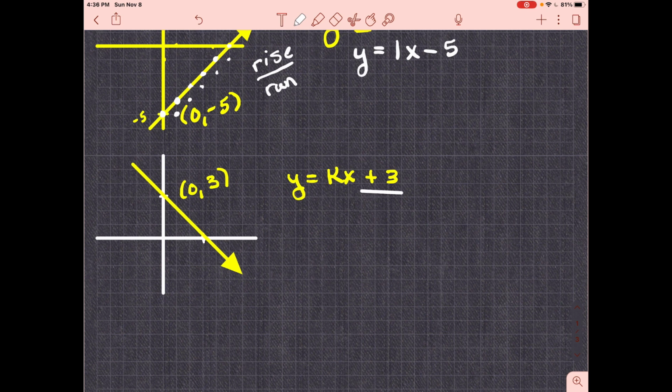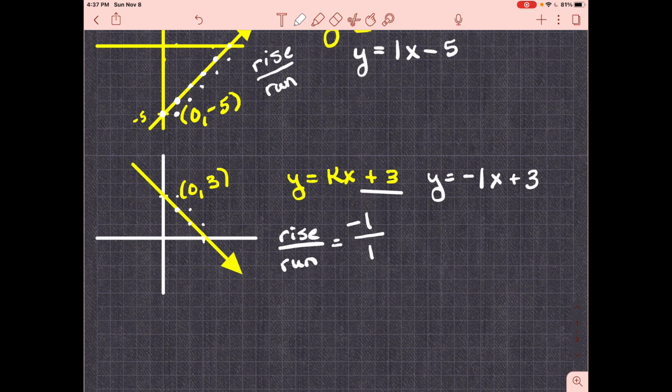So we need to know what the slope is for this line. We go over 1 and we go down 1, over 1, down 1, over 1, down 1. So my rise over run in this case, I am not going up, I'm actually going down, so I'm going to use a negative, and it's going to be negative 1. So I can write this equation y equals negative 1x, or negative x plus 3. So that's an equation for that line.